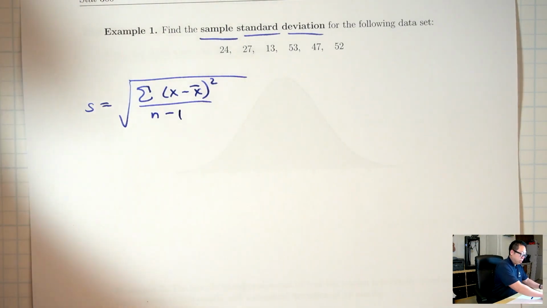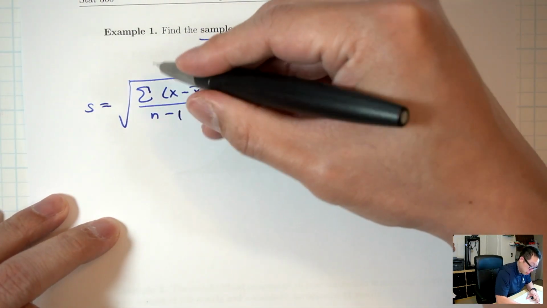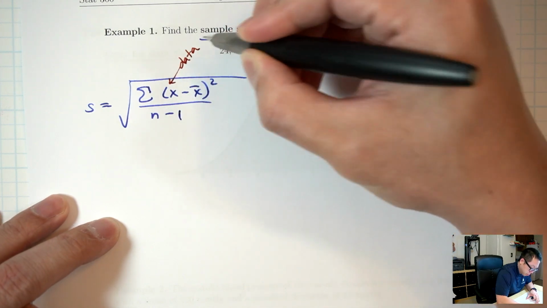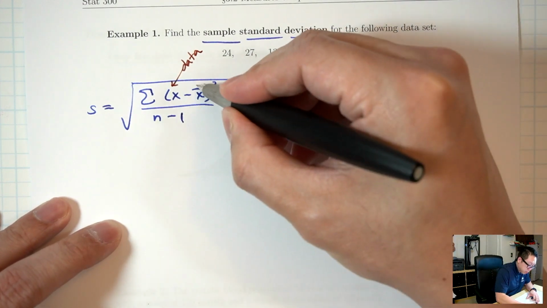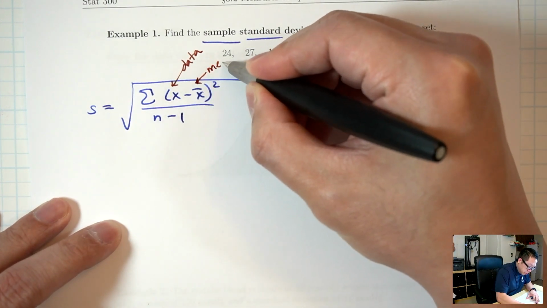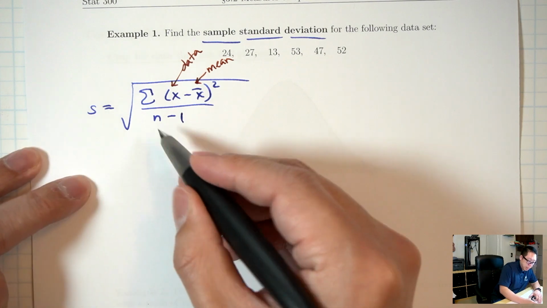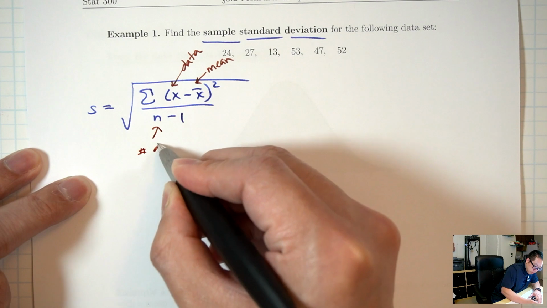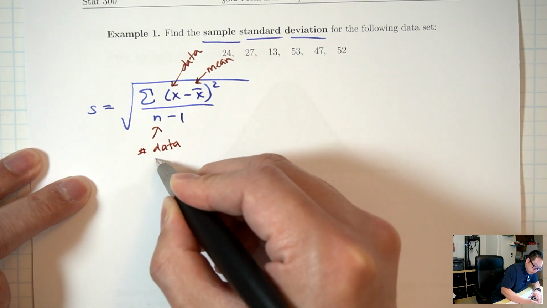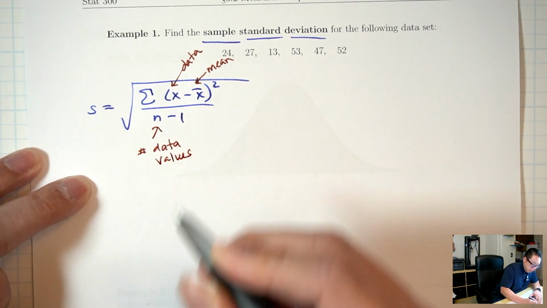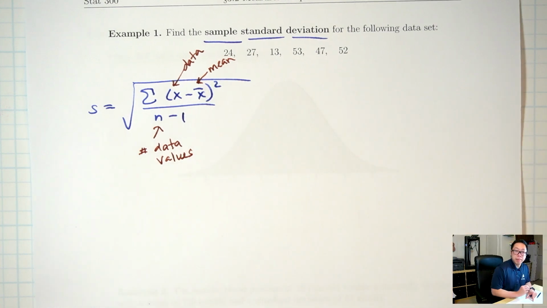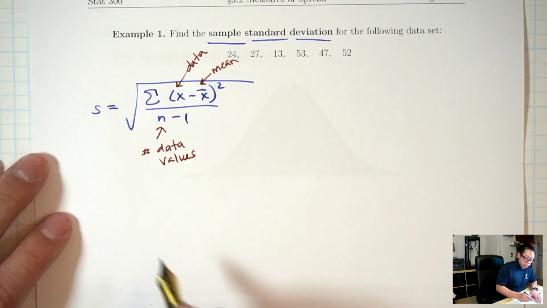So what this formula is telling me to do is: the x is our data. The x bar, this is the mean. The n, little n, this is the number of data values. Okay, so this is saying take each of the data and subtract it by the mean. So I'm going to make a table here to organize my calculations.